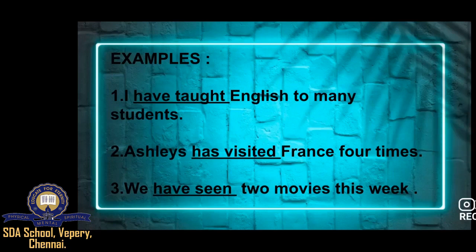In the third sentence, the time period is this week. Maybe today is Wednesday, so this week is not finished. We might see another 2 movies before the end of the week. So in this sentence, the time period is continuing or ongoing. My career, Ashley's life, and this week.